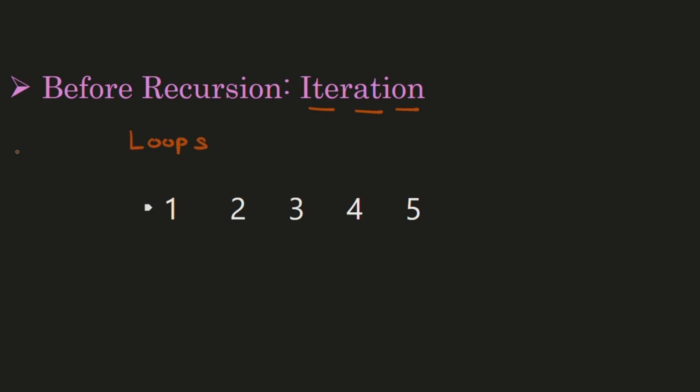Here, we're just printing numbers from 1 to 5. Super straightforward. You can almost imagine a loop going. Print 1, now 2, now 3, until 5. This is iteration. Step by step. You're in full control. You're telling the program, do this 5 times. The program just keeps spinning in this loop until the job is done.